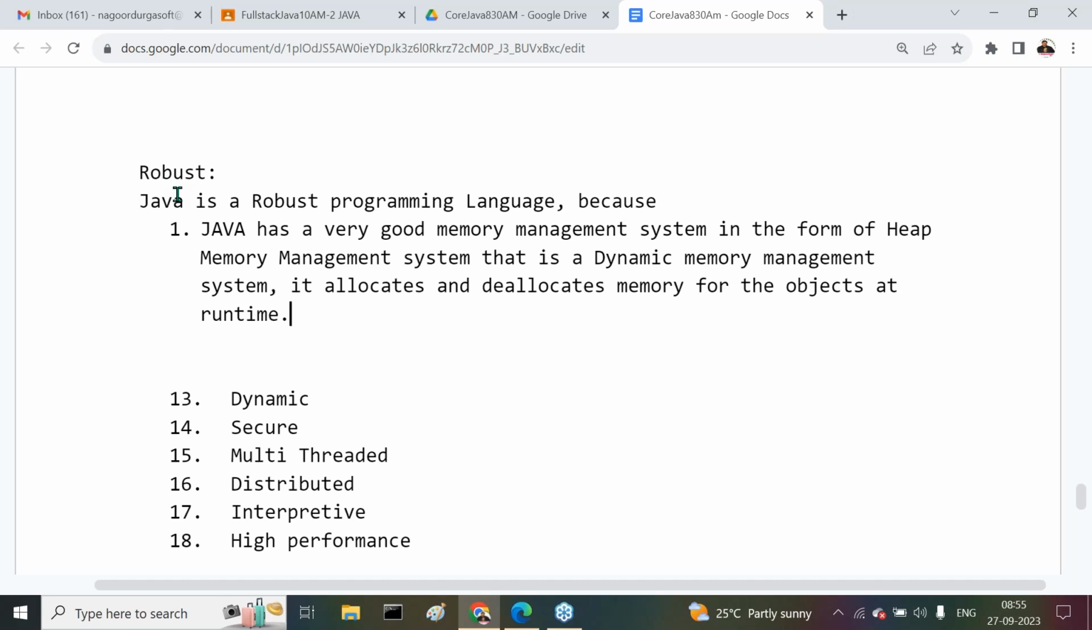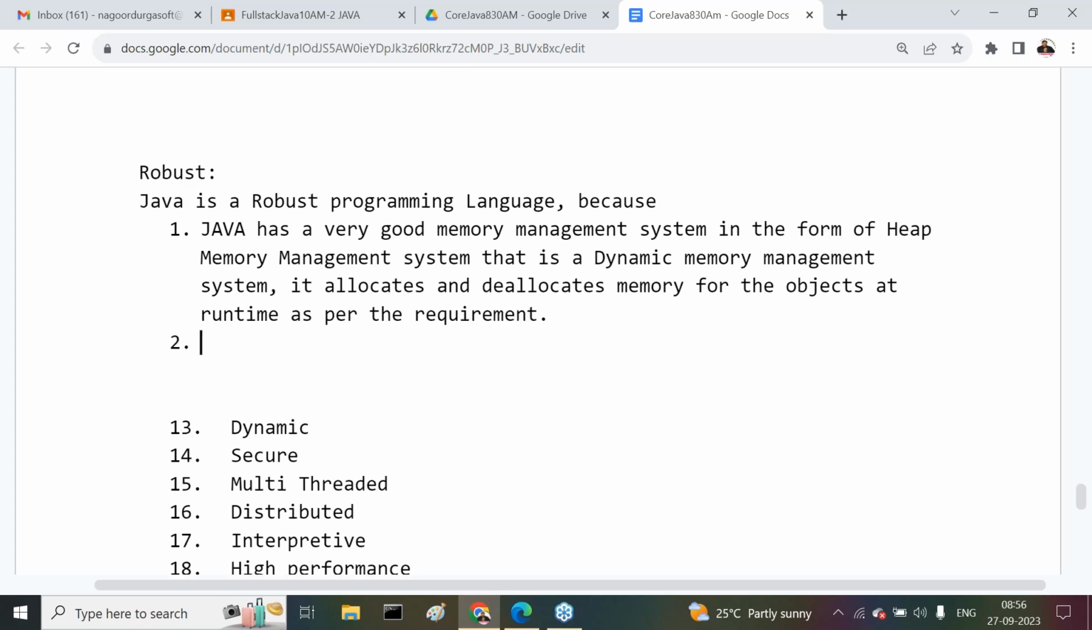Guys, everybody understand this clearly? Java has a very good memory management system in the form of heap memory management system, that is a dynamic memory management system. It allocates and deallocates memory for the objects at runtime as per the requirement. Without having any requirement, we will not assign memory here. So this is the meaning of the memory management system where Java is very good, only because of the heap memory management system, a dynamic memory management system. It allocates and deallocates memory for the sake of the application requirements. That's okay, fine. This is one thing.